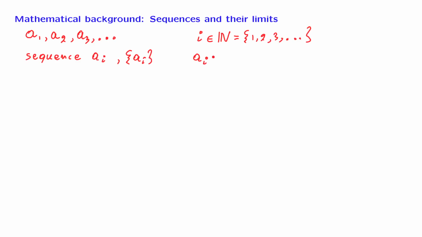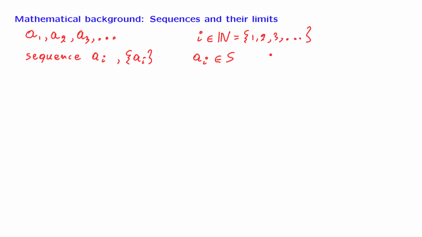We often use the notation and we say that we have a sequence a_i, or sometimes we use the notation that we have a sequence of this kind to emphasize the fact that it's a sequence and not just a single number. And what we mean by this is that we have i, an index that runs over the natural numbers, which is the set of positive integers. And each a_i is an element of some set.